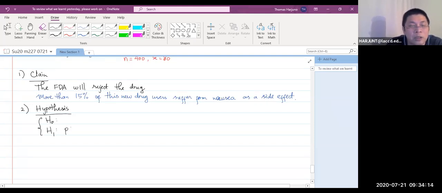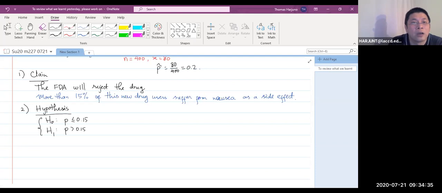The null hypothesis is P less than or equal to 15%, and the alternative is P greater than 15%. I think I need my P hat. So this P hat will be 80 over 400. That's 1/5, so 0.2. The claim is here, and that's a right tail.